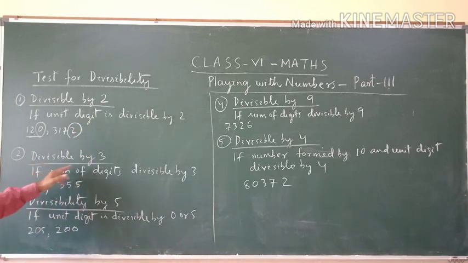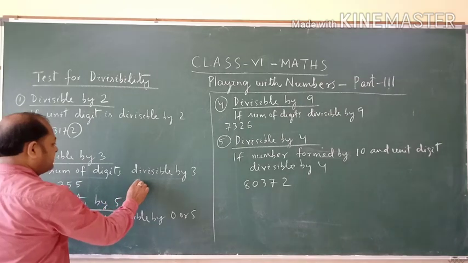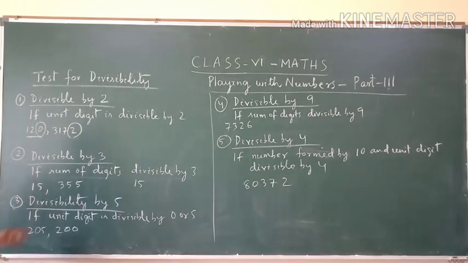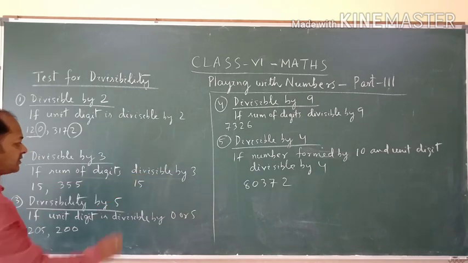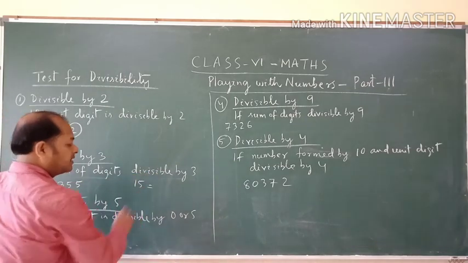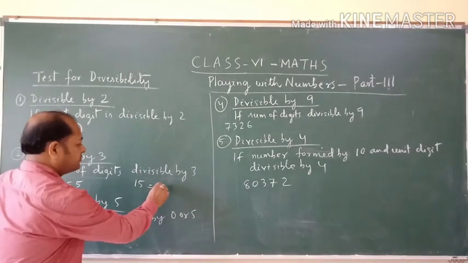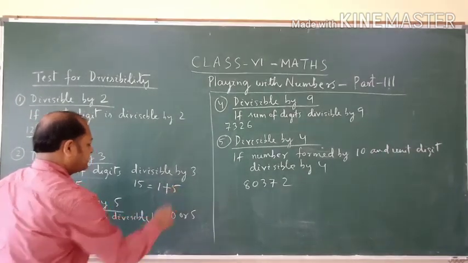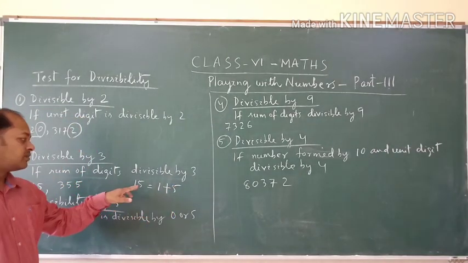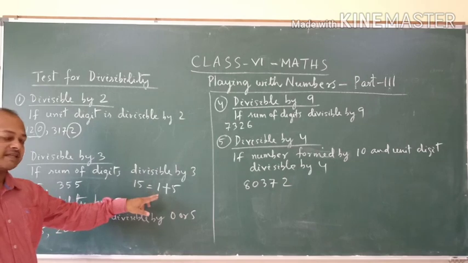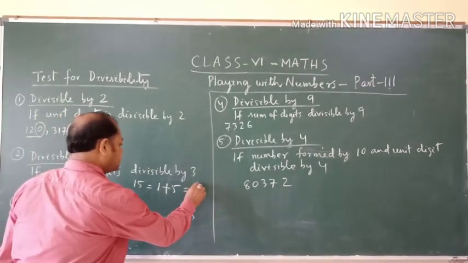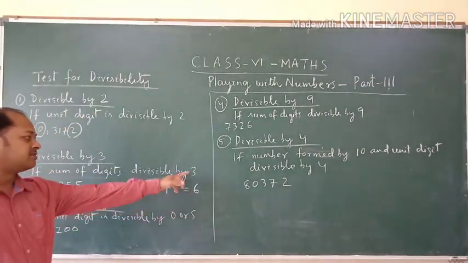Which number is divisible by 3? How will we check that a number is divisible by 3? Let's check one number, 15. The rule is that the sum of the digits must be divisible by 3. So 15 is a 2-digit number. If you sum the digits 1 and 5, 1 plus 5 is 6. So 6 is divisible by 3.